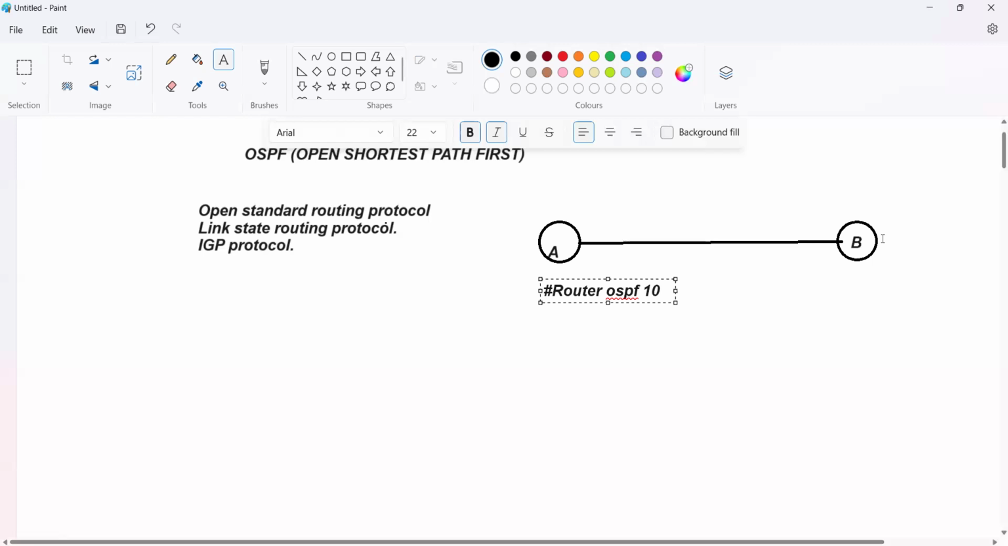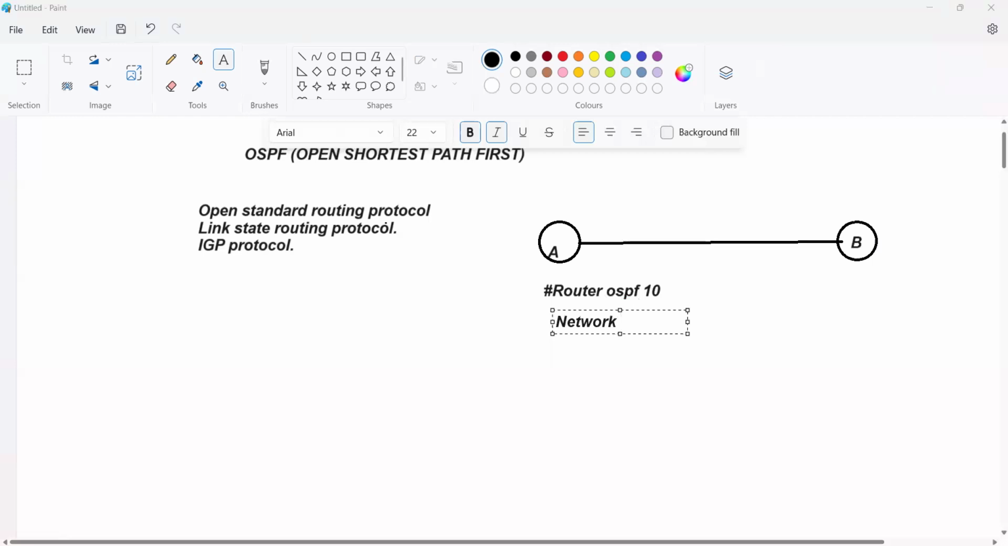Then they both try to establish a neighborship between the two routers. Once we configure router A and router B, then we advertise networks with the network command. Only then do they start the OSPF process, and they will share the entire routing table. Anyway, we'll discuss that. But here it is a link state routing protocol, an open standard protocol, and mainly an IGP protocol, interior gateway protocol.